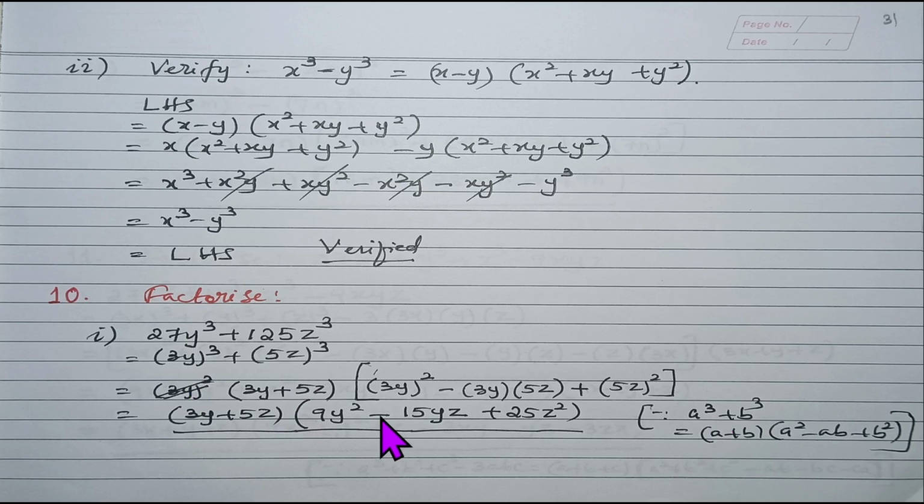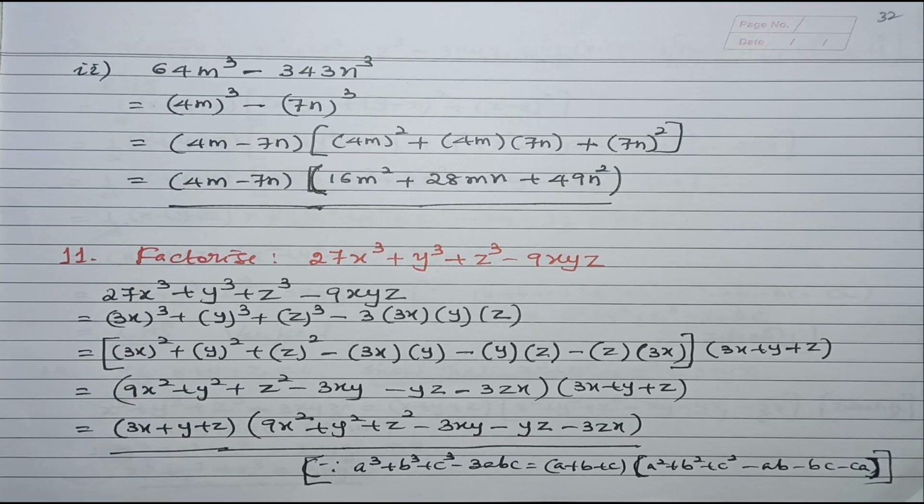So putting the values here, 3y plus 5z in the bracket (3y) whole square minus 3y into 5z plus (5z) whole square. That becomes 3y plus 5z in the bracket, 3 square is 9y square, minus 3 times 5 is 15yz, plus 5z square becomes 25z square, and that is the factorization of the given polynomial.